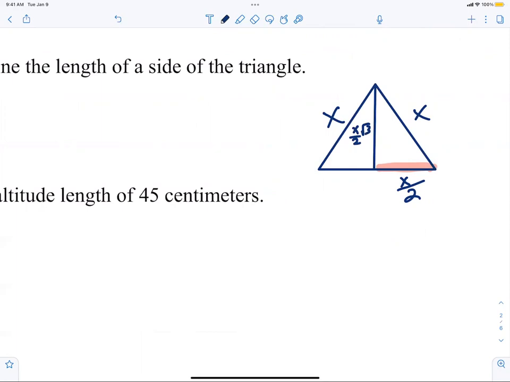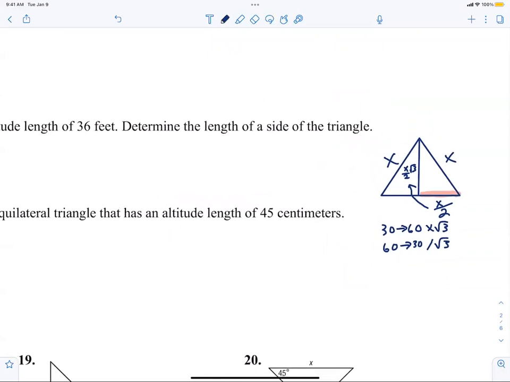So to get from the 30 to the 60, I multiply by radical 3. But to get from the 60 to the 30, I would do what? That's the rule. You just have to know that. You have to know that.